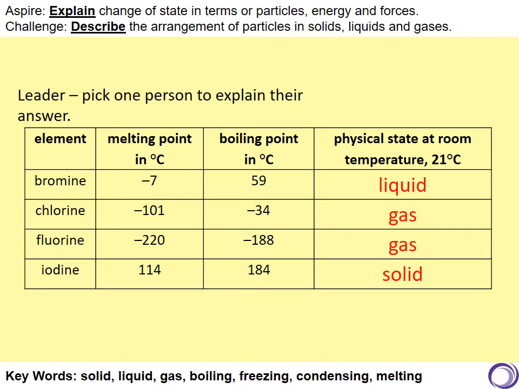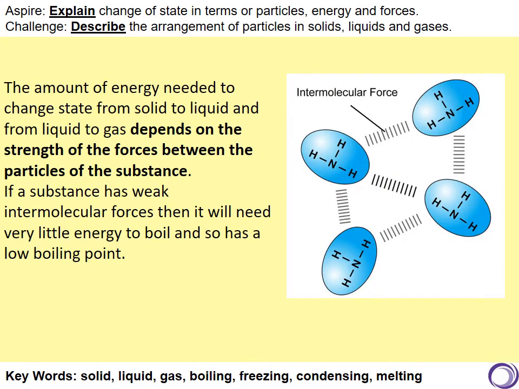How did you get on then? So, bromine at 21 degrees would be a liquid because you can see that it's higher than its melting point, but 21 degrees is lower than its boiling point. Chlorine, on the other hand, and fluorine would both be gases because both of their boiling points are less than 21 degrees. Finally, iodine would be a solid because its melting point is 114, which is much higher than 21 degrees. So at 21 degrees, it would still be a solid.